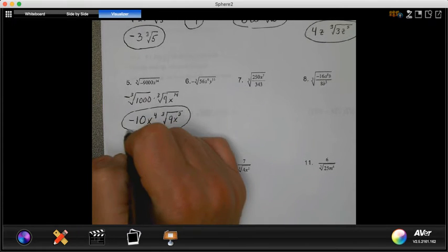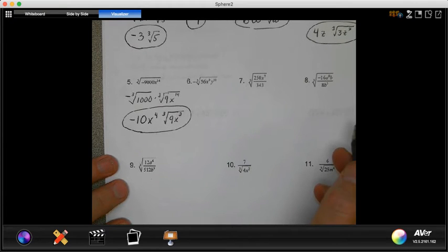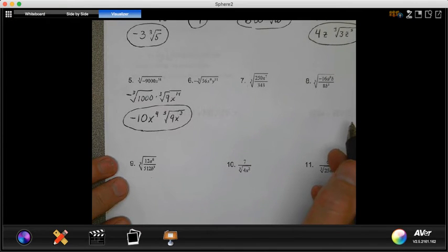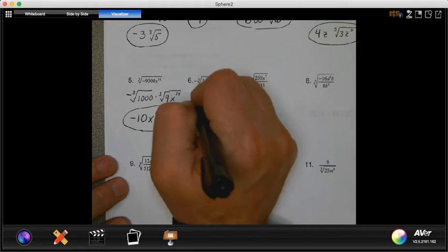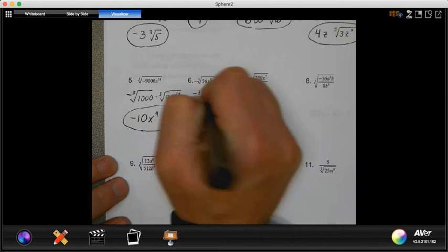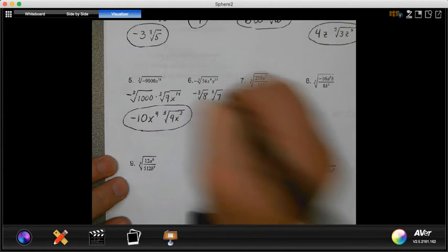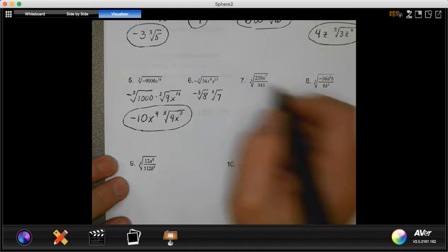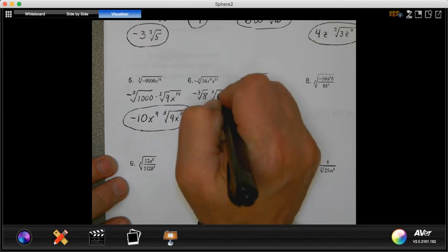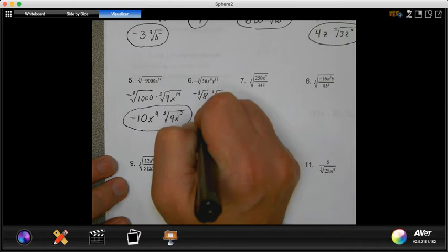So the letters to me are the easy ones. The numbers are the hard ones. Okay, what goes into 56? 8 goes into 56. So I've got negative cube root 8, cube root 7, and we can do the letters later. So cube root of negative 8 is negative 2.